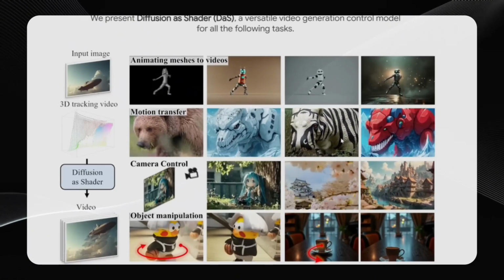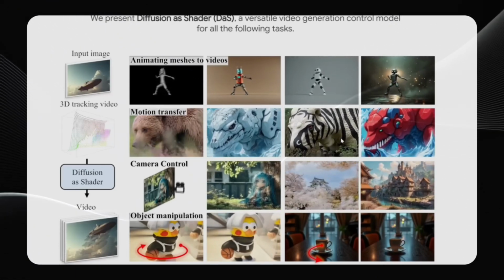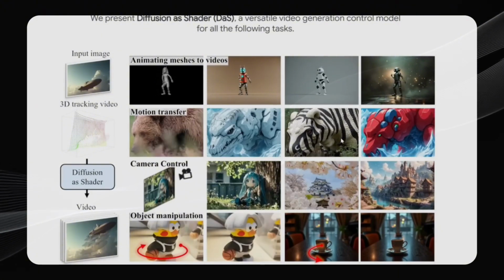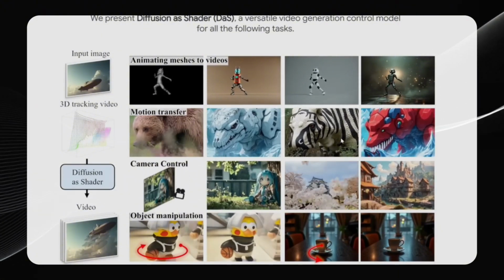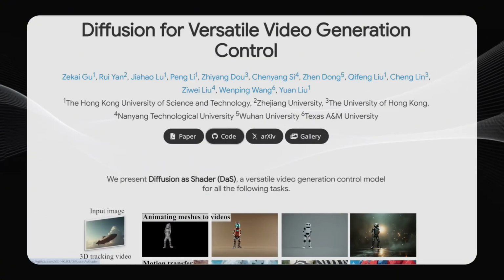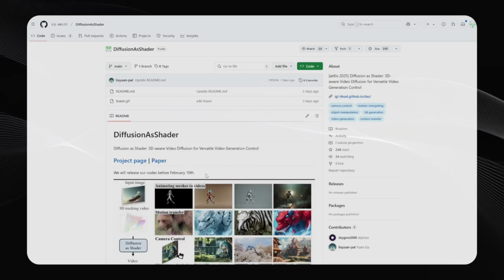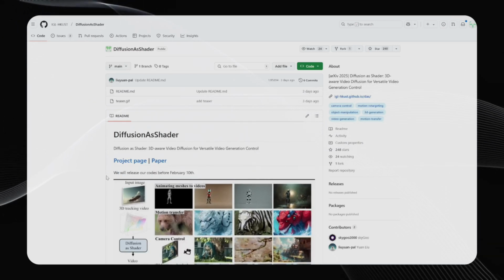From your control commands, camera, object, it generates a 3D tracking video. At last, a diffusion model smooths this into the final video signal. The code should be available by February 10th, so stay tuned for that. Awesome, they're open sourcing this.